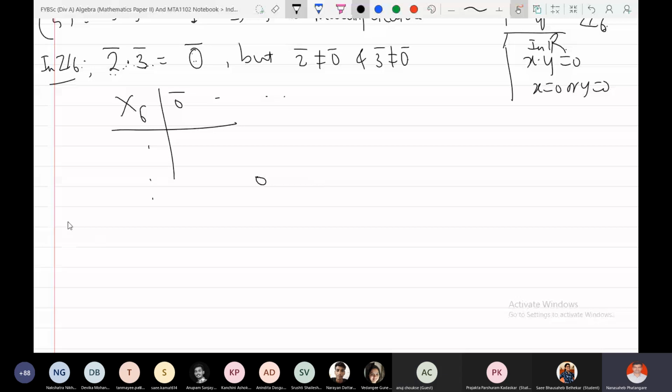So now, what is the multiplicative inverse of 1 bar?